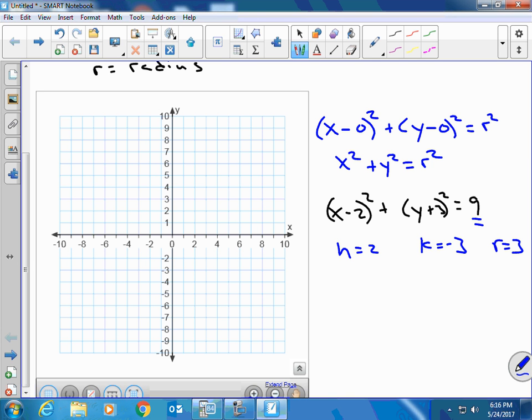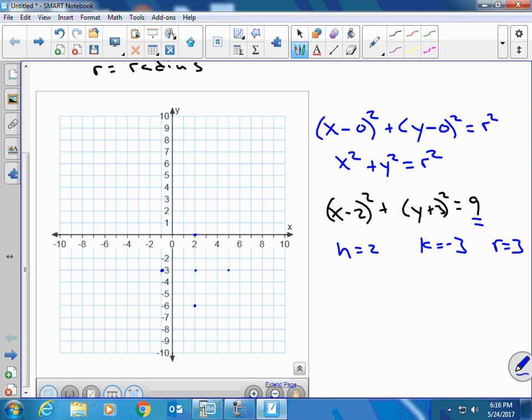So I start when x is 2 and y is negative 3. That's the center of my circle. And I'm going to go out 3 units in every direction. Now, the easiest way to go out is horizontally and vertically, so I'll do that first. I go out 3 in each direction horizontally, and I go up 3, and I go down 3. So there's 4 points on my circle.